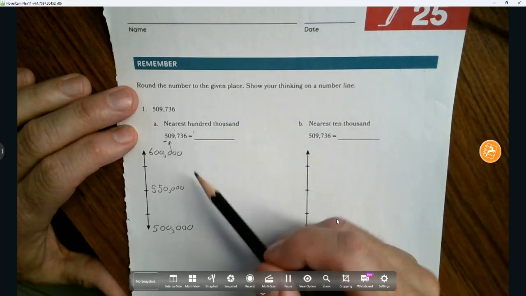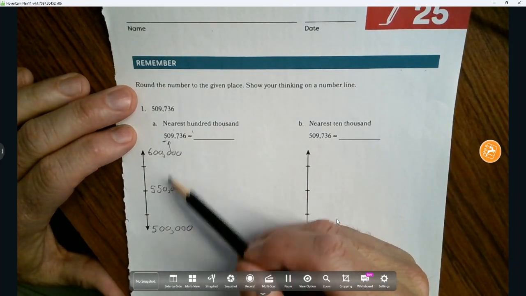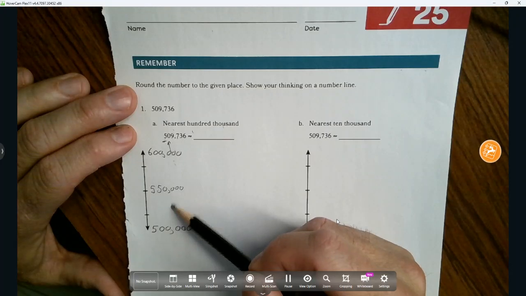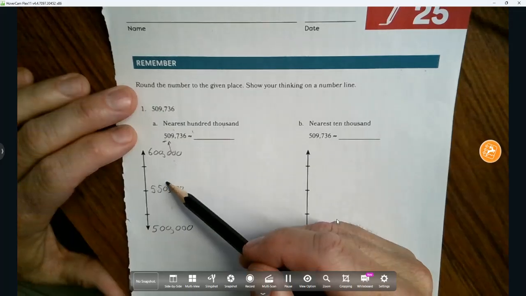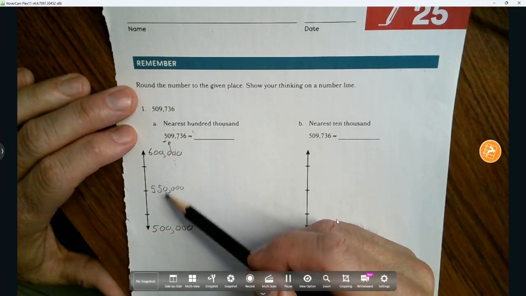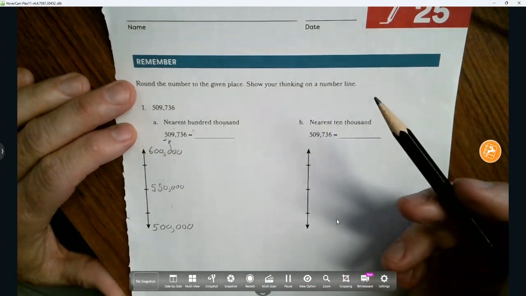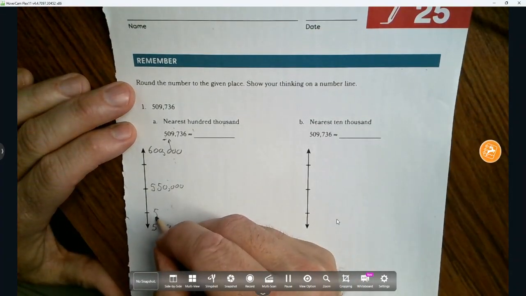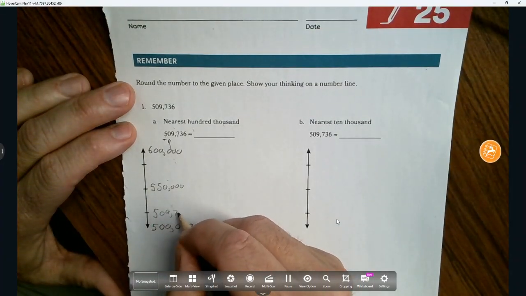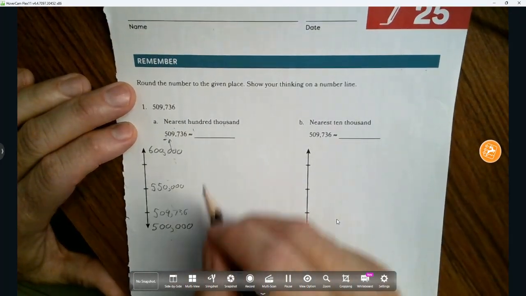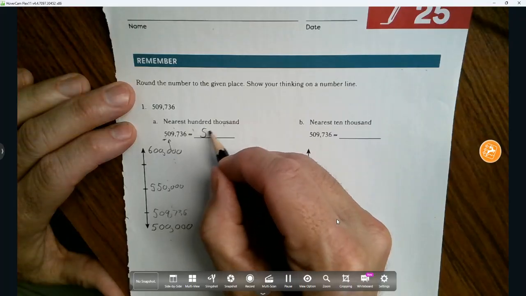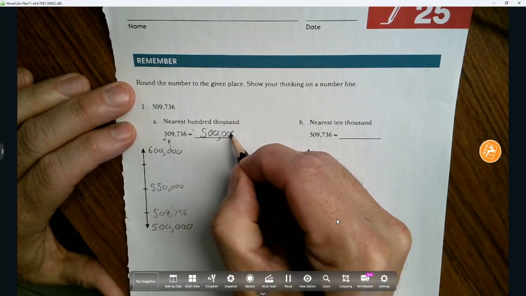All right. Anyways, so where does this number go on this number line? Is 509,736 bigger than 550,000 or smaller than 550,000? I'm saying smaller. 509,736. All right, so what's it closer to? It's close to this number. So this rounds to 500,000.